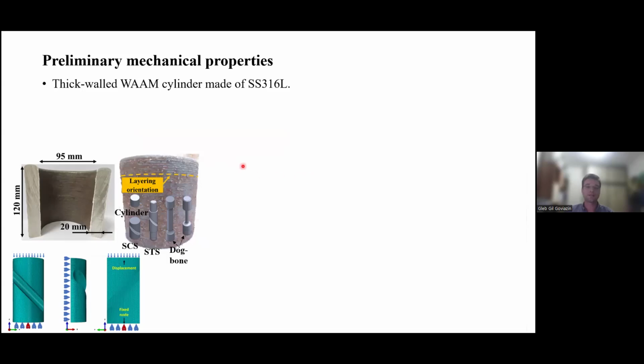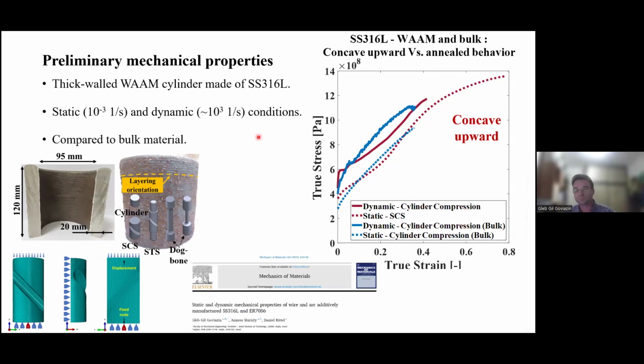Our specific study started by printing thick-walled cylinders, and we machined out of them specimens for compression, specimens for tension, and specimens for combined shear with compression and shear with tension. Those two specific specimens were analyzed using a hybrid method of experimental and numerical methods. The most interesting result that we got after doing static and dynamic testing, the dynamic testing done by split Hopkinson bar, was these results here, which were also compared to bulk material.